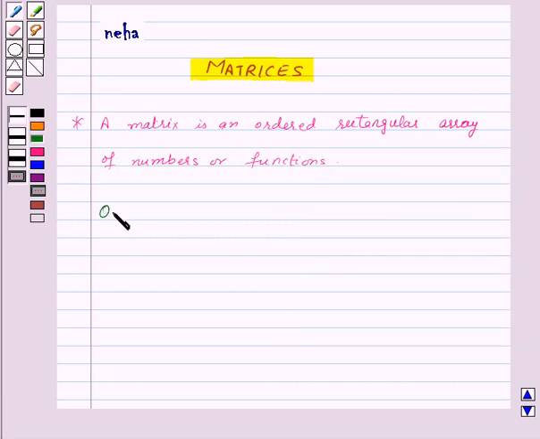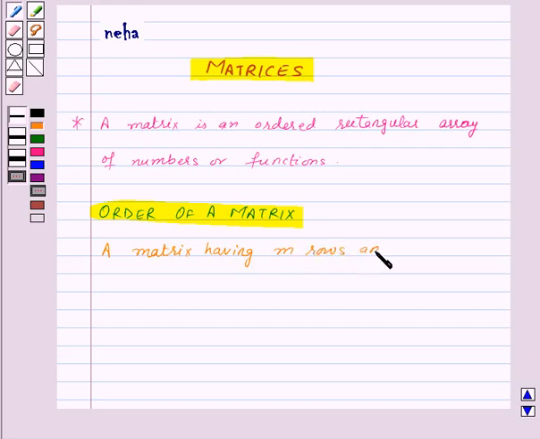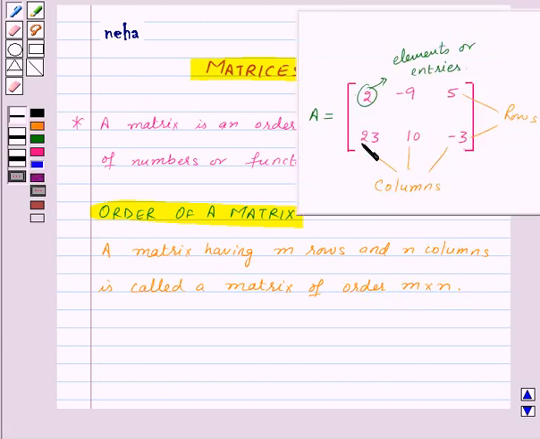Now, let's see what is the order of a matrix. A matrix having m rows and n columns is called a matrix of order m by n. Here in this matrix, there are two rows and three columns. So the order of this matrix is 2 by 3.